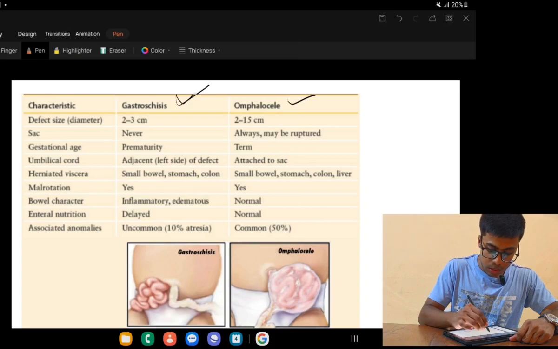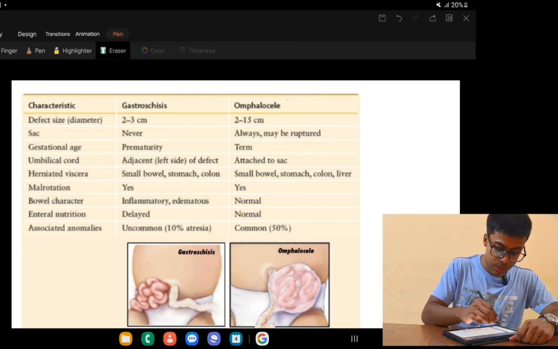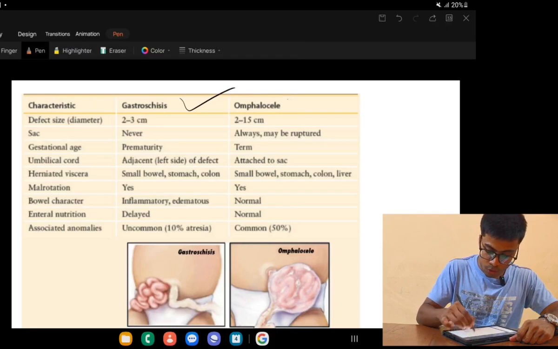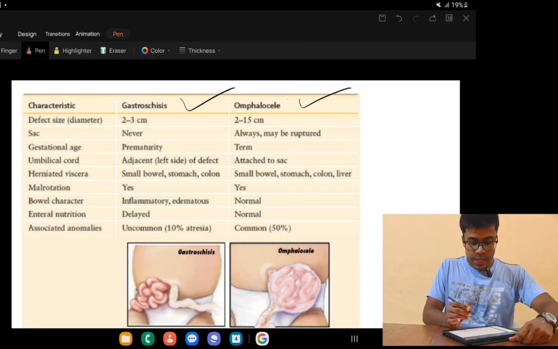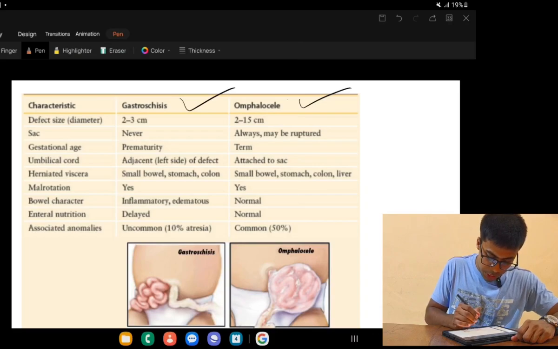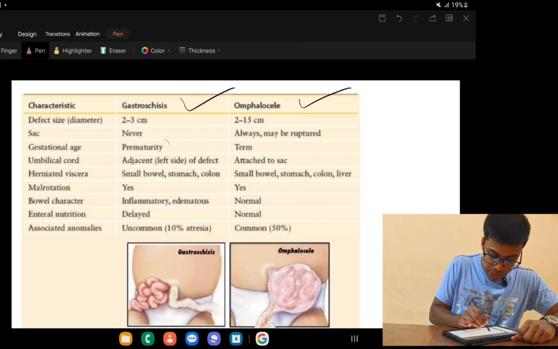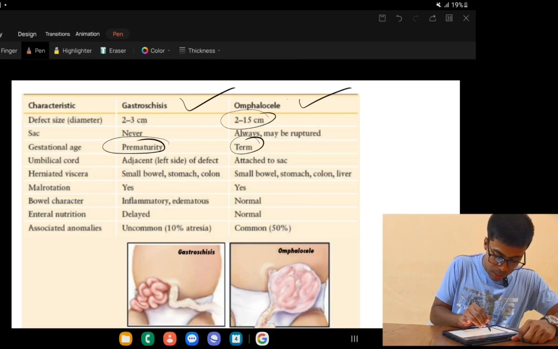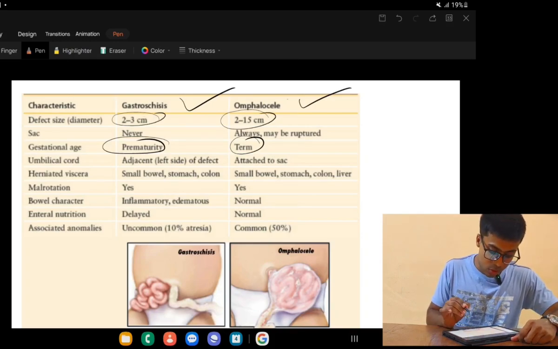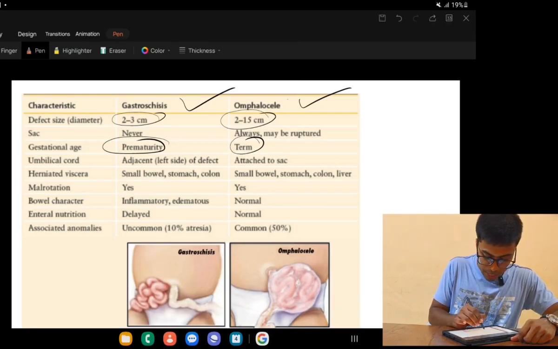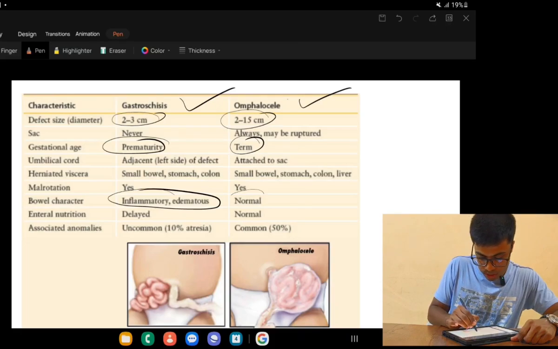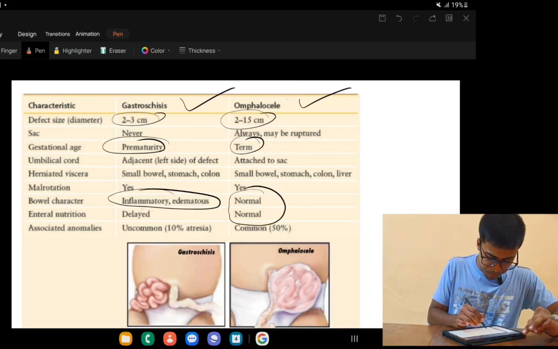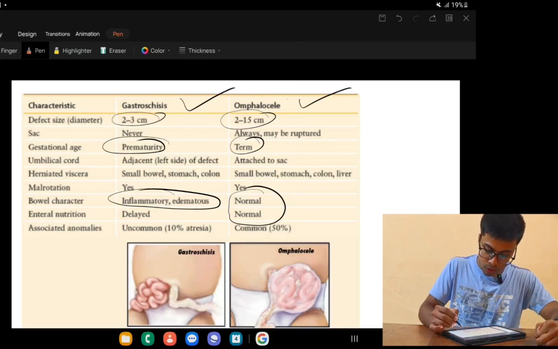gastroschisis and omphalocele. Here we can differentiate them: prematurity and gestational age point to gastroschisis, while omphalocele is at term. Defect size can be different. Omphalocele is a little bit bigger, and gastroschisis is 2 to 3 centimeters. Malrotation is possible in both. In gastroschisis the bowel character is inflammatory and edematous, while in omphalocele the bowel character is normal.